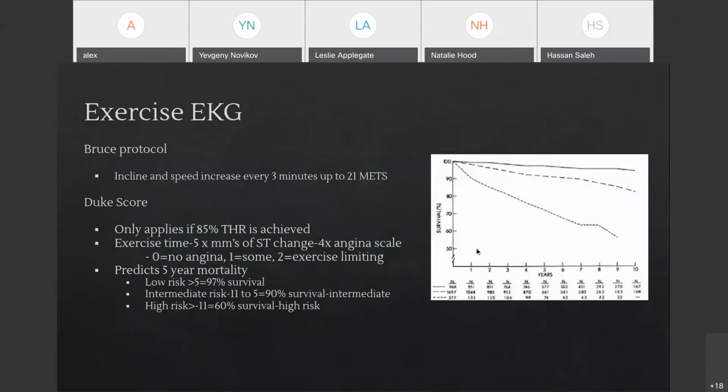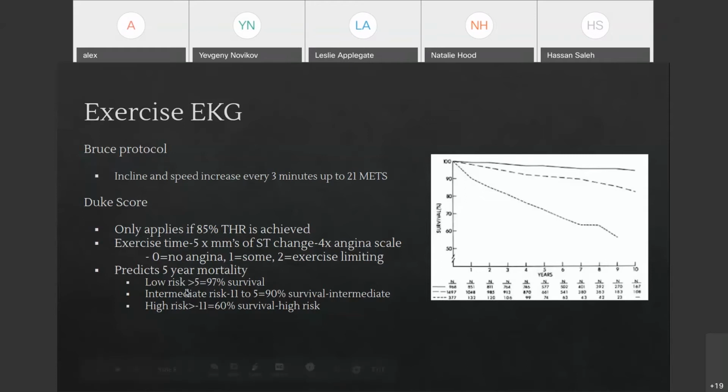And then minus 4 times the angina scale. So we ask these people every 3 minutes when the treadmill goes a little faster and gets steeper if they're having chest pain. If they say no, they get no points. If they say they had some during the test, they get 1 point, which you multiply by 4. If they have to stop the test because of chest pain, they get 2 points, which you multiply by 4. Way back when they did this study, they found that this score predicted your 5-year mortality.